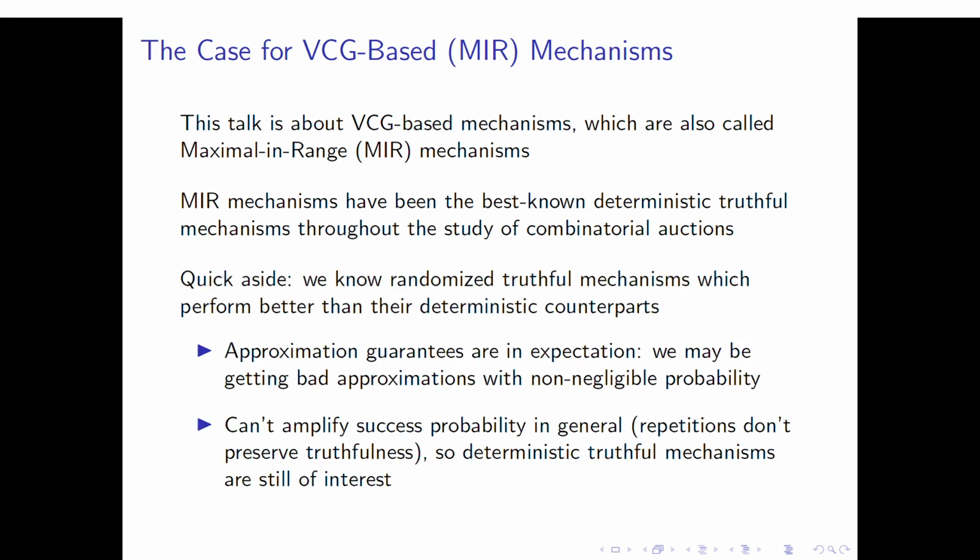One thing to note is that we do know better randomized truthful mechanisms than their deterministic counterparts, but also note that the guarantees of randomized mechanisms are in expectation, so we might get bad welfare with non-negligible probability. We can't amplify the success probability with repetitions either, because repeating a truthful mechanism doesn't always preserve truthfulness. So there are definitely good reasons to be interested in deterministic truthful mechanisms.